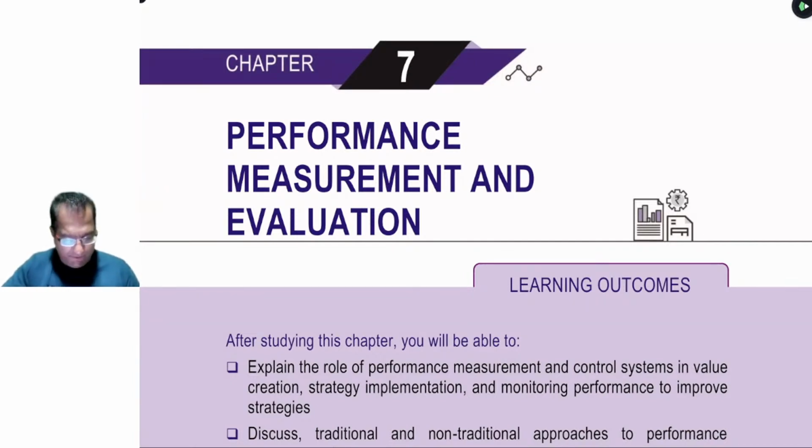In this particular chapter, comma, we are measuring and evaluating, how to measure and evaluate. We are here to measure and evaluate the performance of a department. Write down a department in inverted commas.